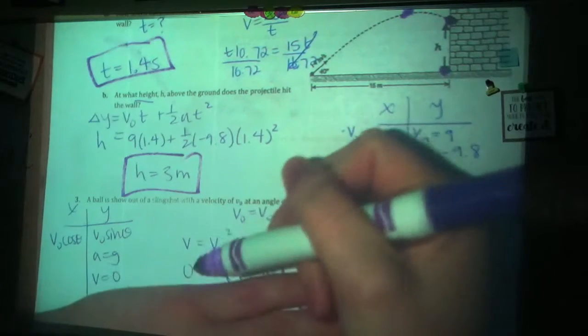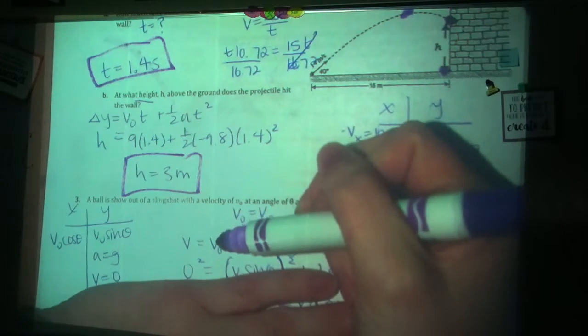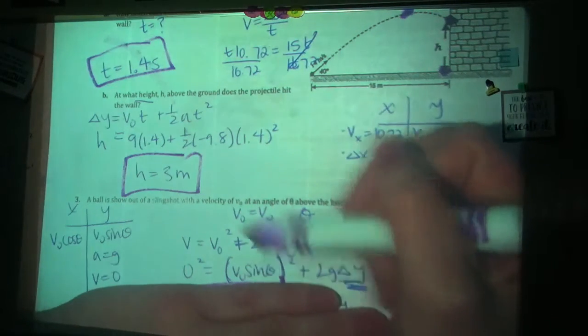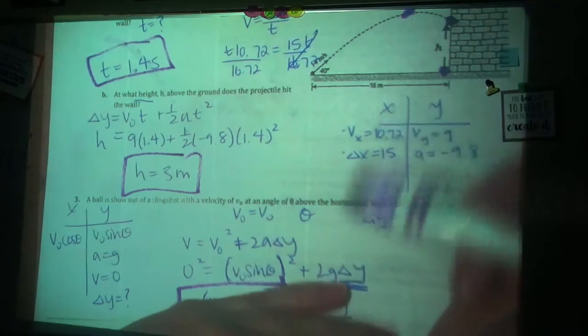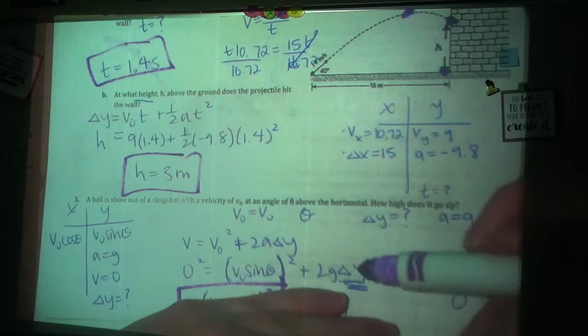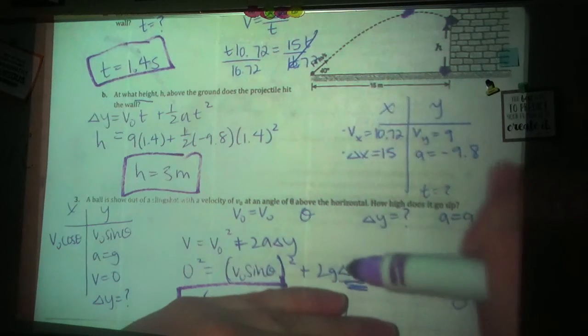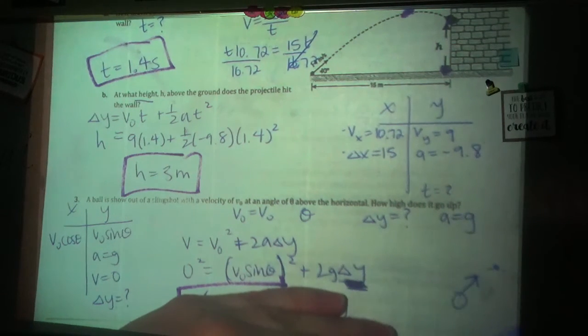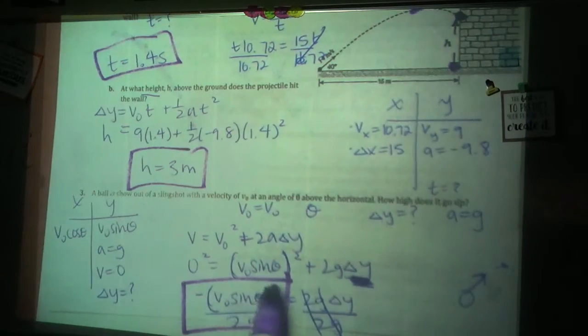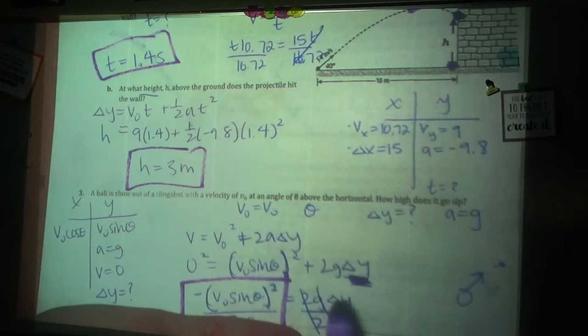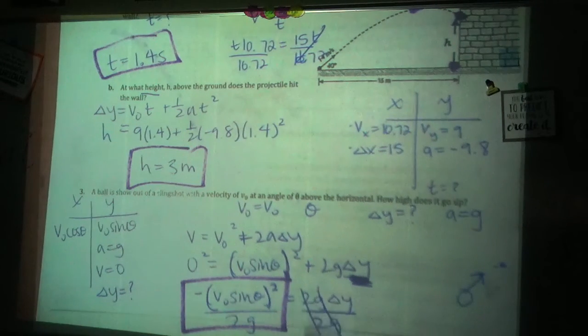This v is 0. This is the y component of the initial velocity, which is v naught sine theta, and don't forget the squared. a is your acceleration due to gravity, and then delta y is the height that I'm looking for, so I'm trying to solve for this right there. This I can just subtract over. It gives me negative v naught squared equals 2g delta y, and then I can divide over to cross off the 2g, and that gives me my answer.